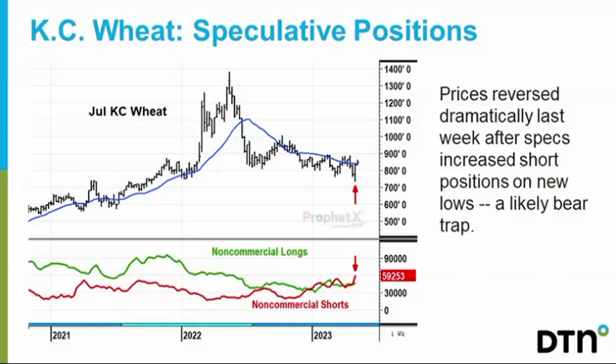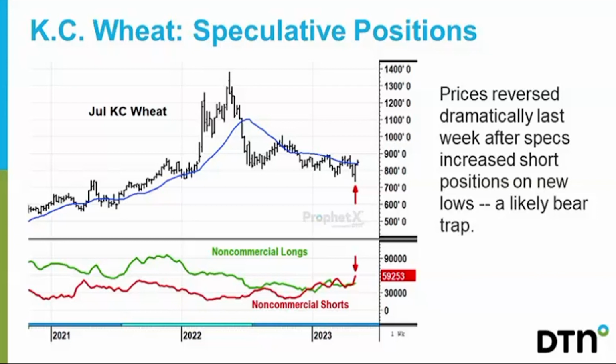But it looks to me basically like a classic bear trap, in that the specs kind of took the hook, added to their positions as prices were sinking to new lows, and then the market turned around quickly on them. So right now, that last little short sale that they had is probably not feeling too good. Oftentimes we see that at turning points in the market, so that's where I'm somewhat suspicious that that may be what's happening here, especially for Kansas City wheat.